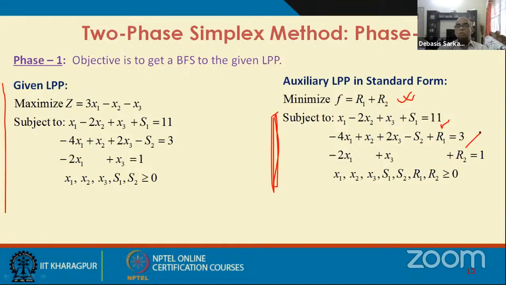Now what is the minimum value? The minimum value is 0 because all these variables are constrained to be greater than or equal to 0. So the minimum value of this sum is 0. Note that this is a smart way of obtaining an initial basic feasible solution from this problem, which is valid for this problem.